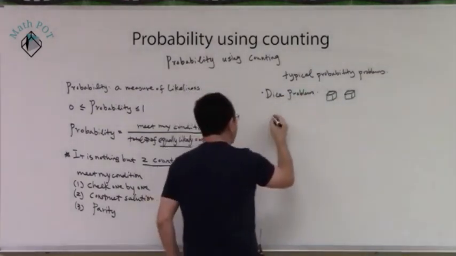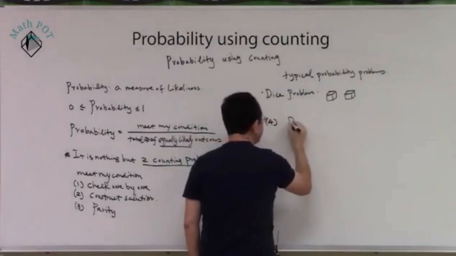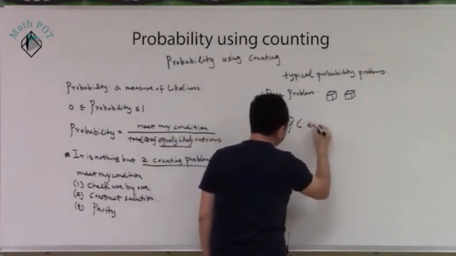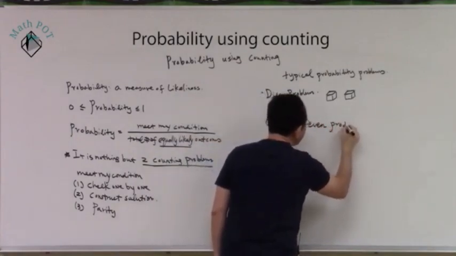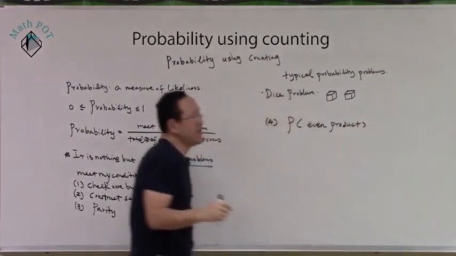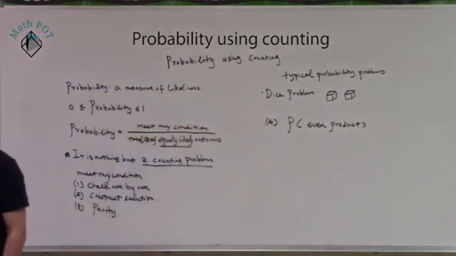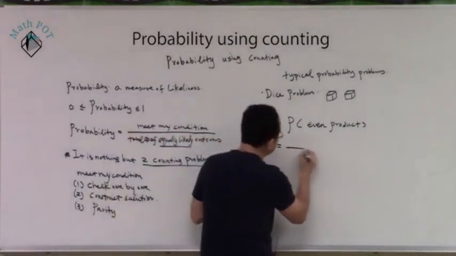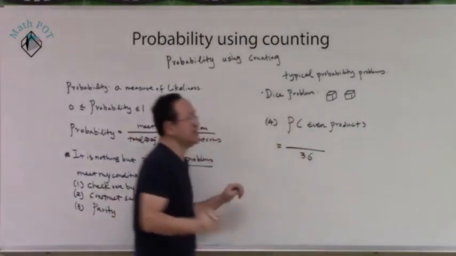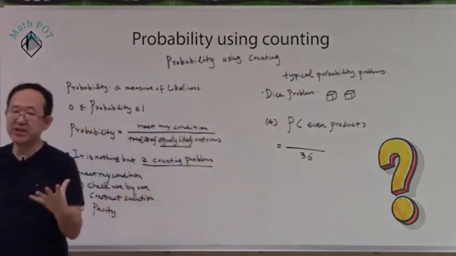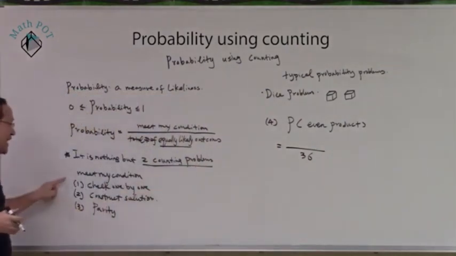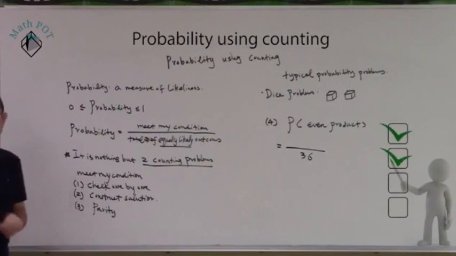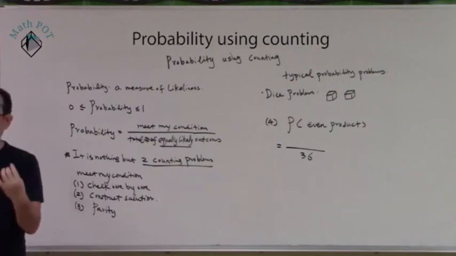So next one, let's try to figure out: what is the probability that we end up with an even product, so the two numbers multiplied together is even? Let's see how to solve this one. The total is still 36. The question is how to figure the minimum condition. Definitely you can check one by one, all the cases, but that is not a good idea at all.